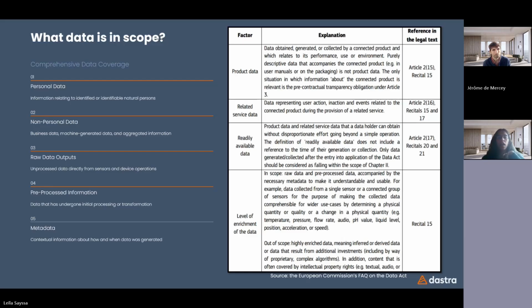And so here, the product data could be, for example, logs of a device, or just the data represented in the device. It also includes metadata, which is also important, which includes the location, the weather, the time.